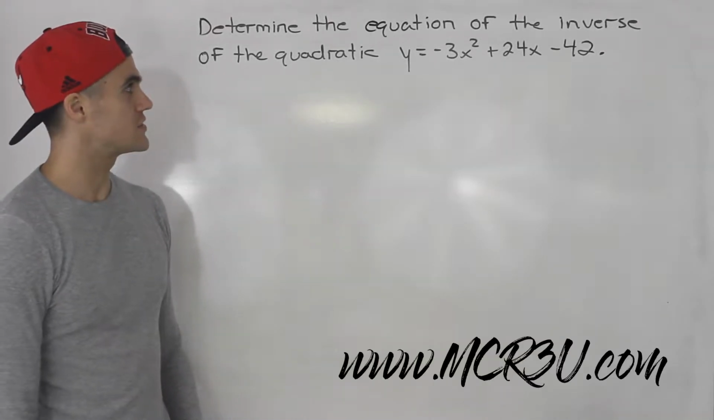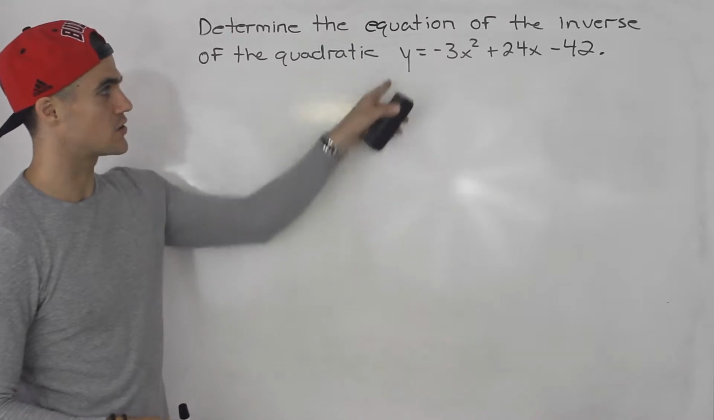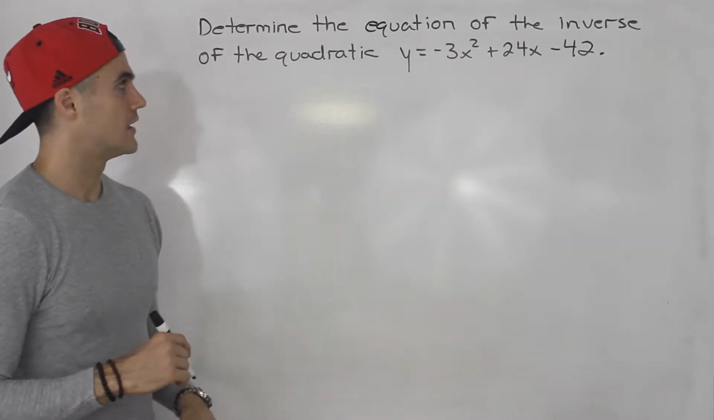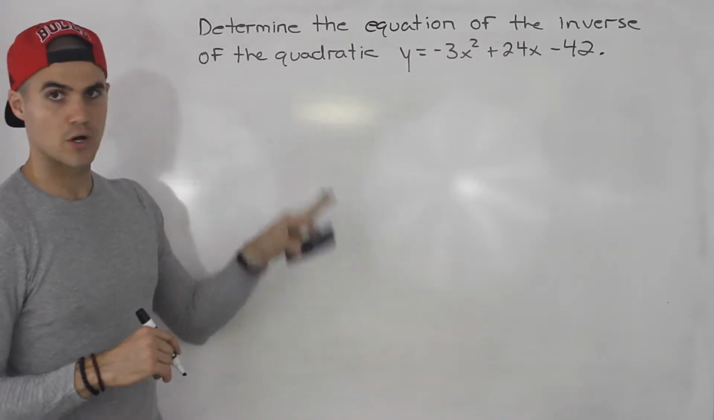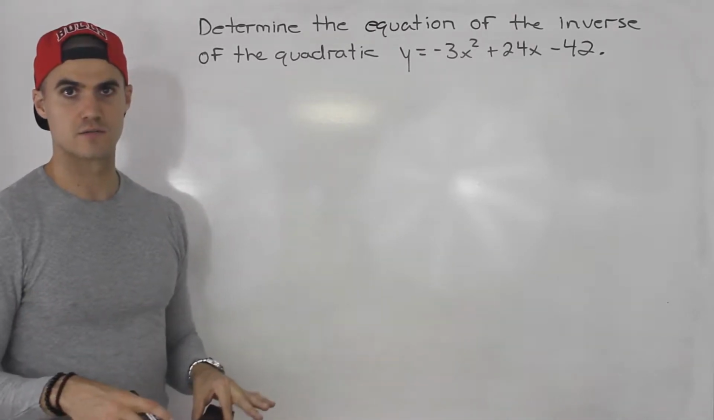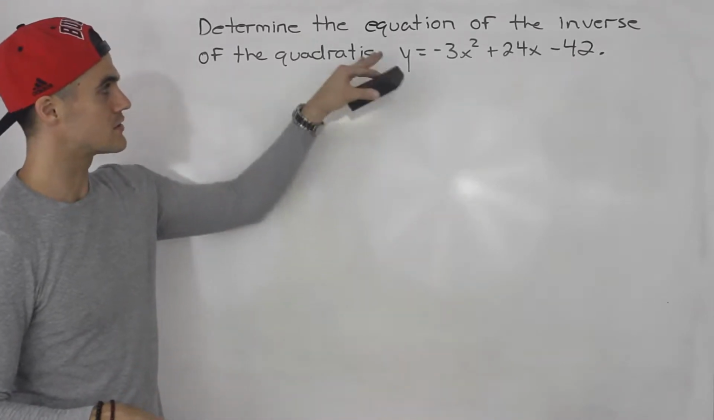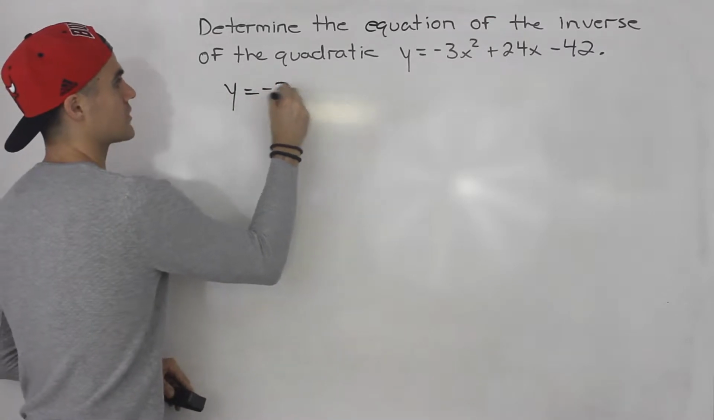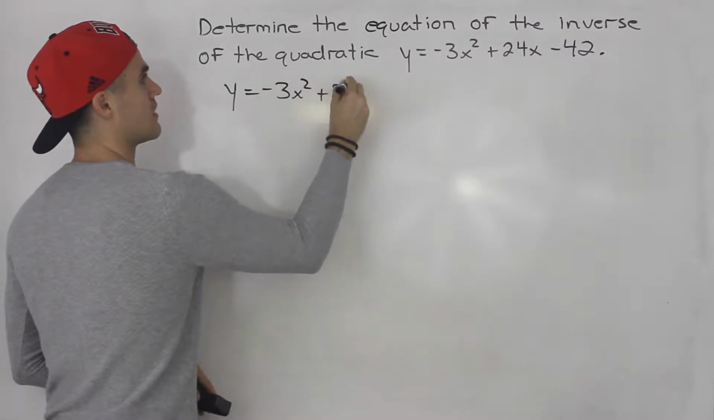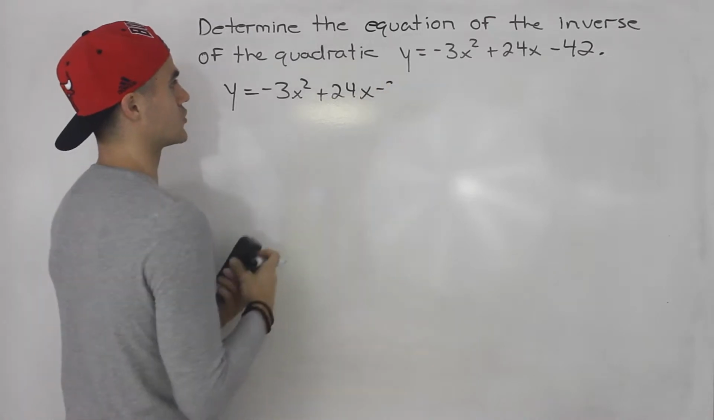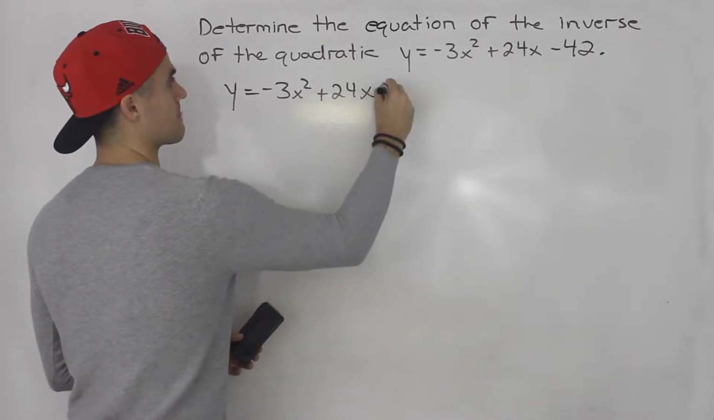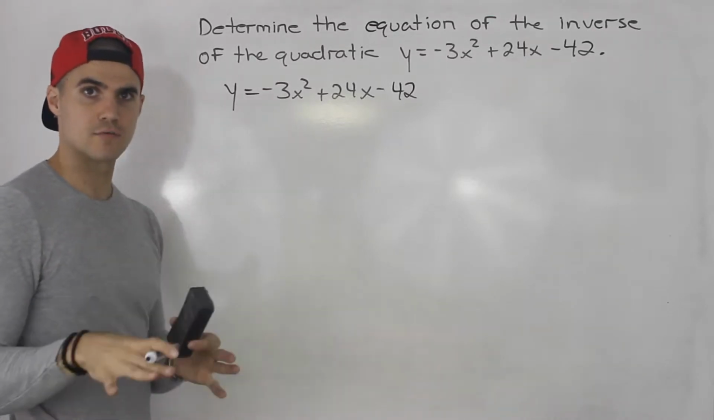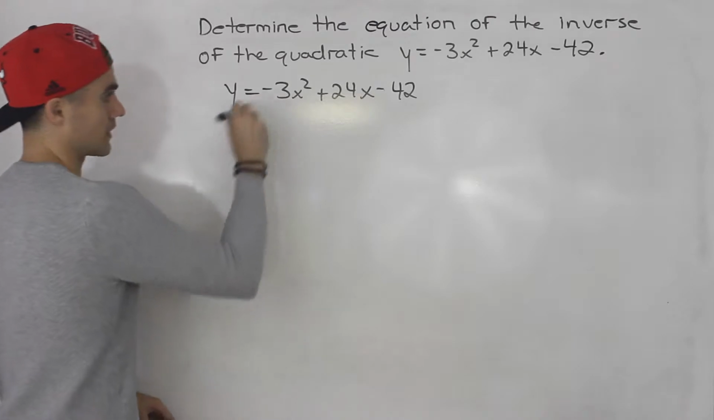In this question, we have to determine the equation of the inverse of this quadratic, y equals negative 3x squared plus 24x minus 42. Now, to find the equation of an inverse of a quadratic, the quadratic has to be in vertex form. If you remember from the lecture videos, unfortunately, this is in standard form. So we're actually going to have to take this quadratic first and convert it to vertex form, and then from vertex form find the inverse. So we got to complete the square on this.